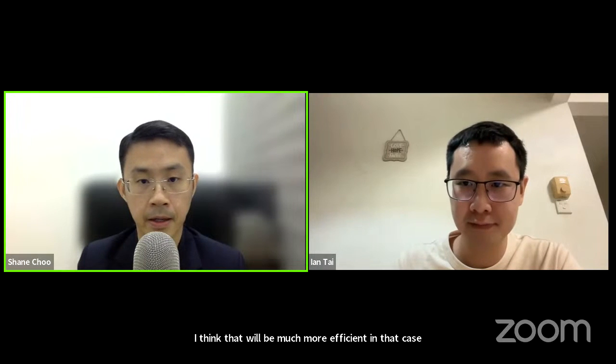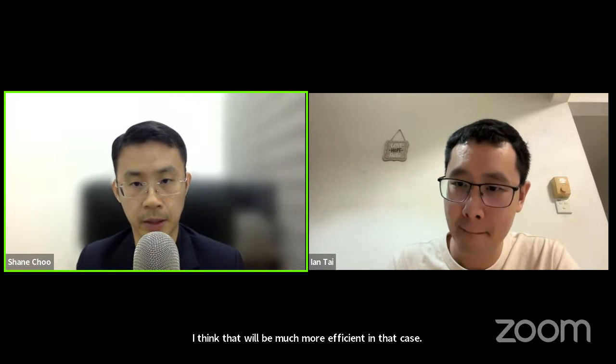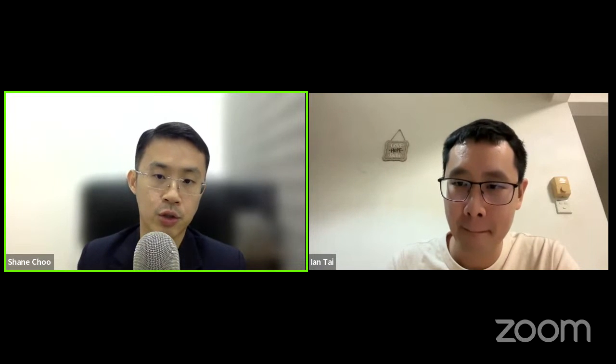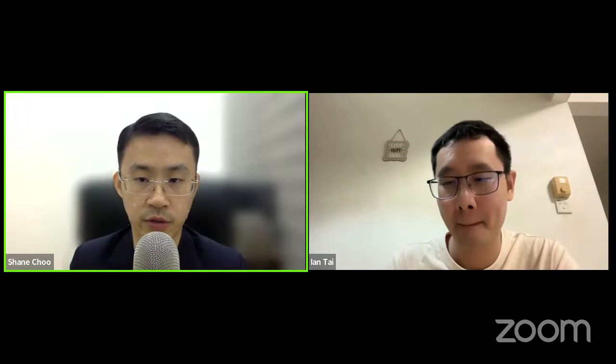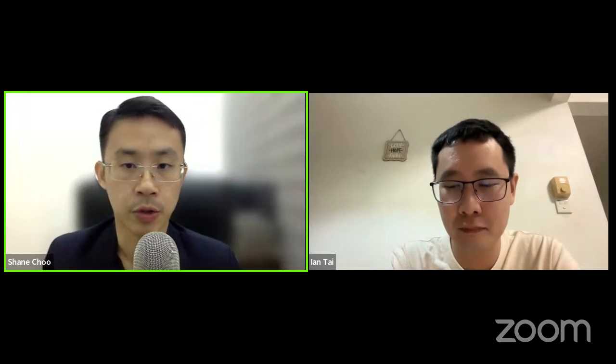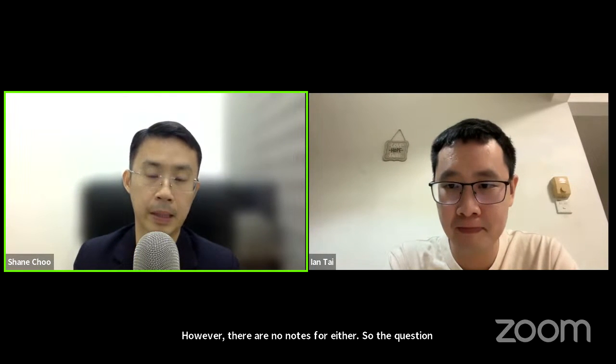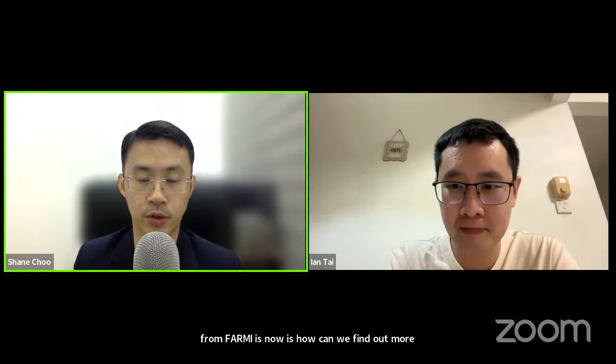In one of the examples that you were showing just now, it was loss-making, so the income statement actually showed very high administrative expenses. However, there are no notes for it. So the question from Fahmi Ismail is, how can we find out more information about what happened in the increment in terms of administrative expenses?